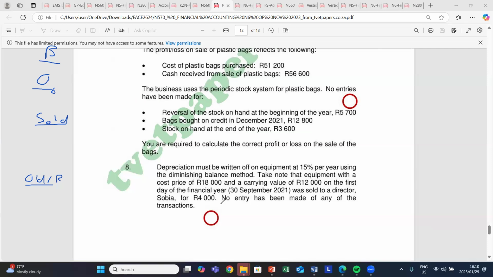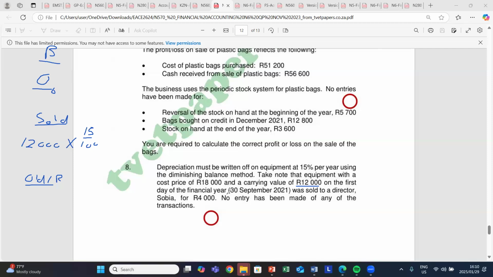Already they gave you the carrying value of your asset at the beginning. So the carrying value of it was 12,000 rand. There was no need for you to calculate your carrying value as they provided you with it. You say 12,000 rand, multiply by your rate. What is your rate? 15%. Multiply by the months in which you used your asset.